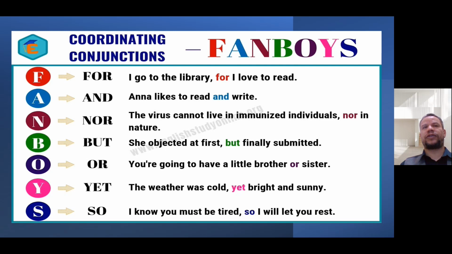She objected at first, but finally submitted. You're going to have a little brother or sister, and so on. So fanboys, coordinating conjunctions. I think it's easier for you to know now: two complete sentences with one coordinating conjunction make a compound sentence. That's great. What about number 2?